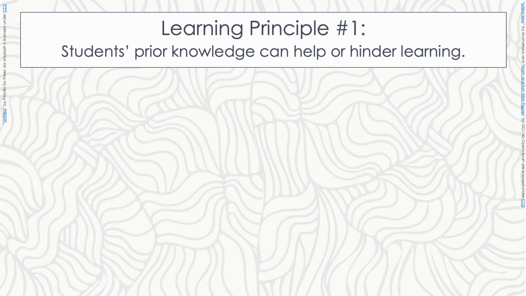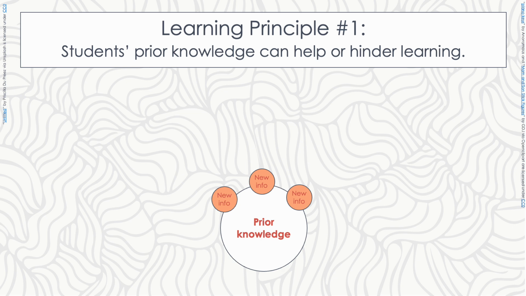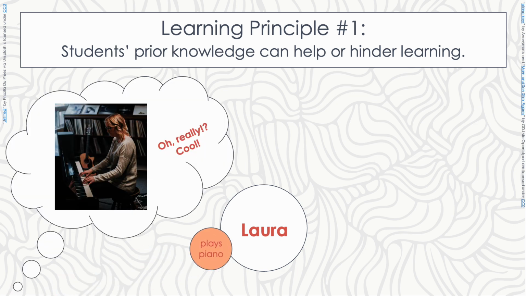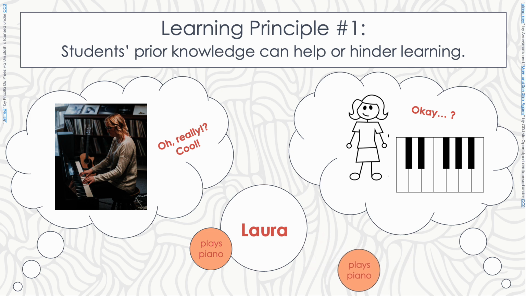Learning principle number 1. Students' prior knowledge can help or hinder learning. When students can connect new information with knowledge and beliefs that they had previously, they will remember more and learn more quickly. An example of this is if you are told information about someone. If that information is about Laura, and you know Laura, the information will be easier to remember. If the information is about someone you have never met and have never heard of, you might forget the new information. The same principle works whether we are talking about people or things.